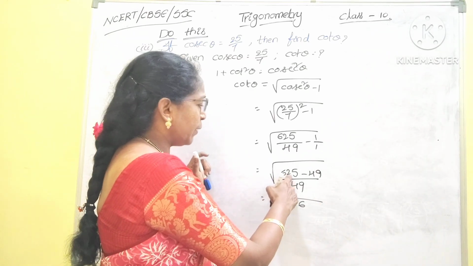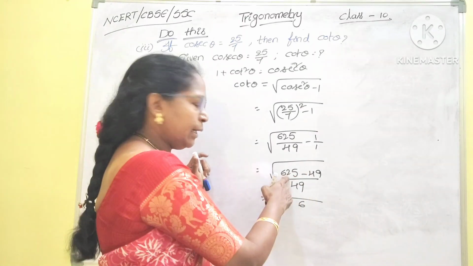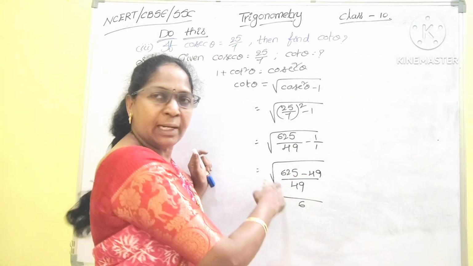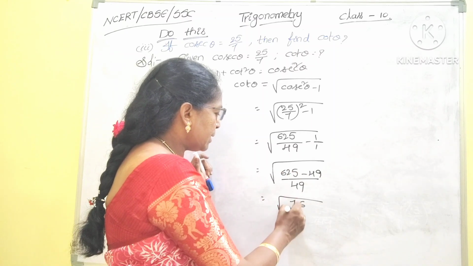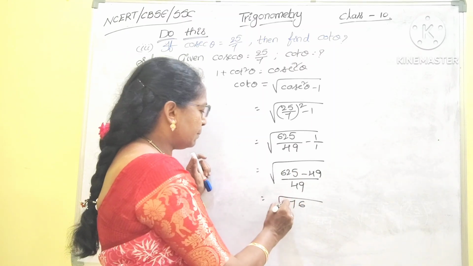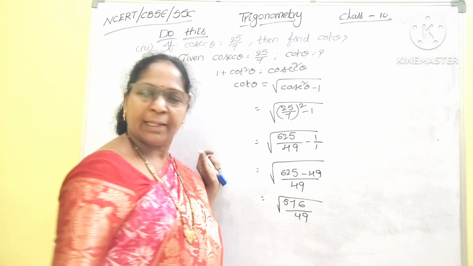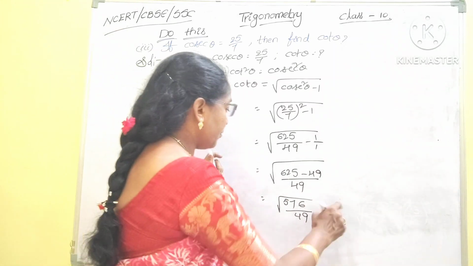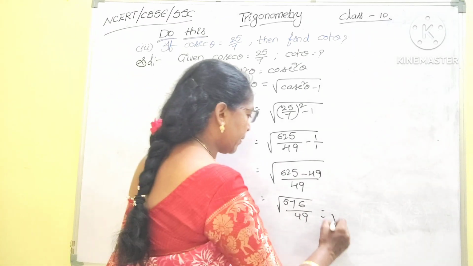1 here, borrowed 1. So remaining 1 only is there. 1 minus 4, again it's not divisible. Sorry, it is not subtracted. So borrow 1. 11 minus 4, that is 7. Again here 6 becomes 5. 576 divided by 49. Now here 576 by 49 can be written in terms of square terms.